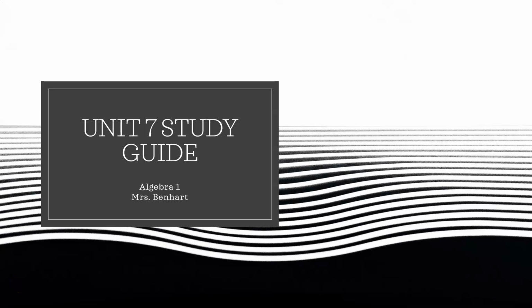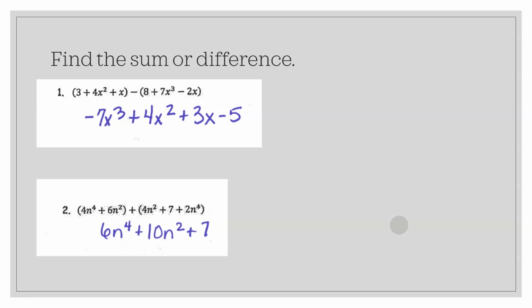Alright, this video is to go over the Unit 7 study guide answers. Number 1, find the sum or difference. When you're taking this test, make sure that you're not multiplying here, that you're adding and subtracting.